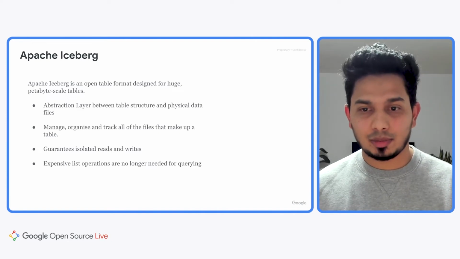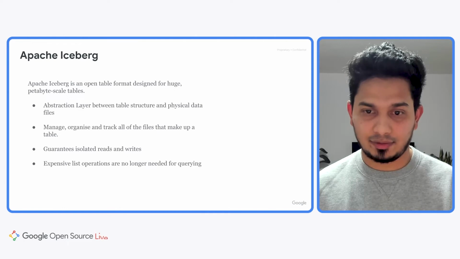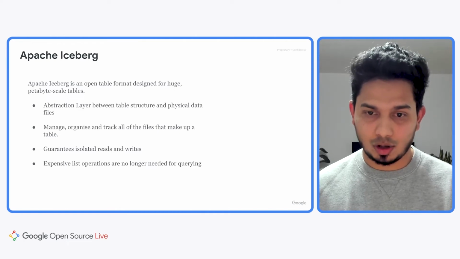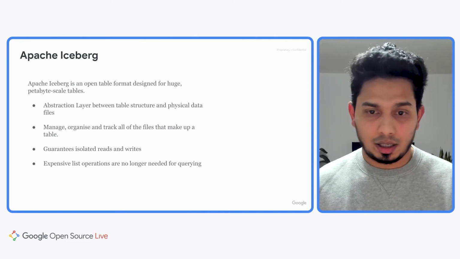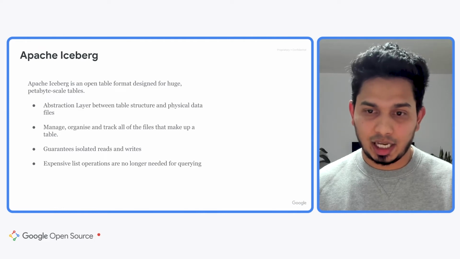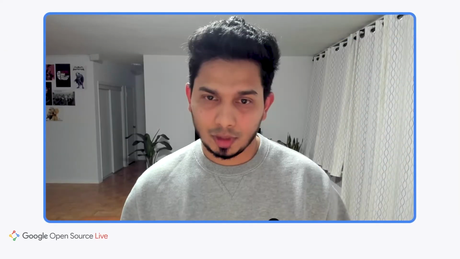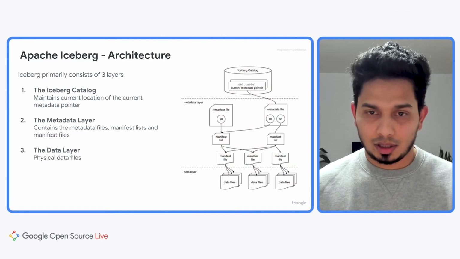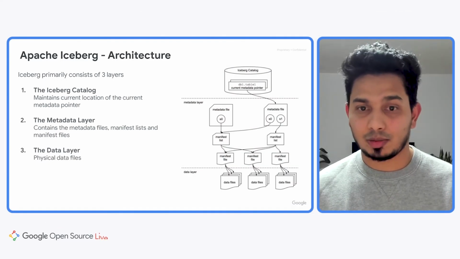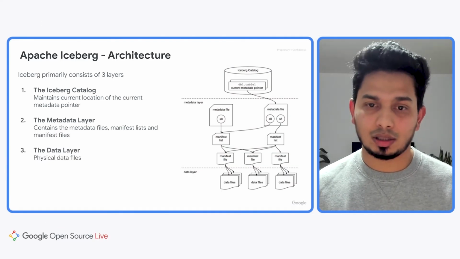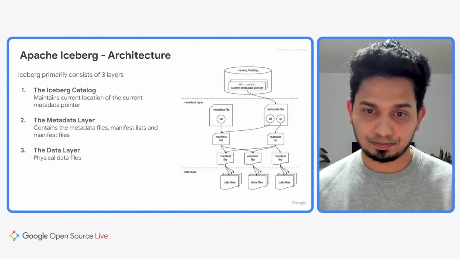Also, while querying tables, Iceberg does not require expensive directory listings. Because it already has all the metadata tracked, it can enable advanced planning and filtering capabilities for high query performance over large data sets. Now let's take a quick look at the architecture of Iceberg and see how it achieves all these benefits. There are essentially three layers in the architecture of an Iceberg table: the Iceberg catalog, the metadata layer, and the data layer.